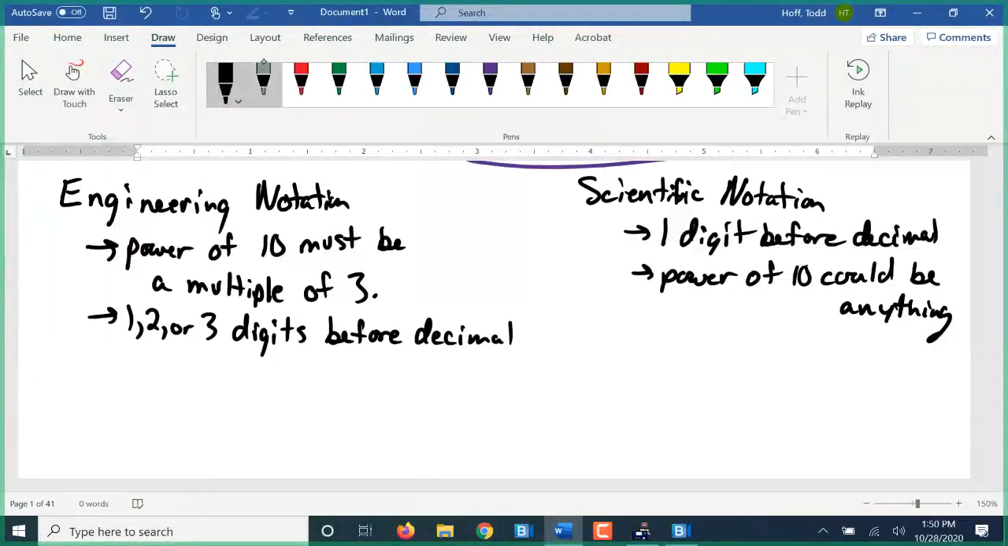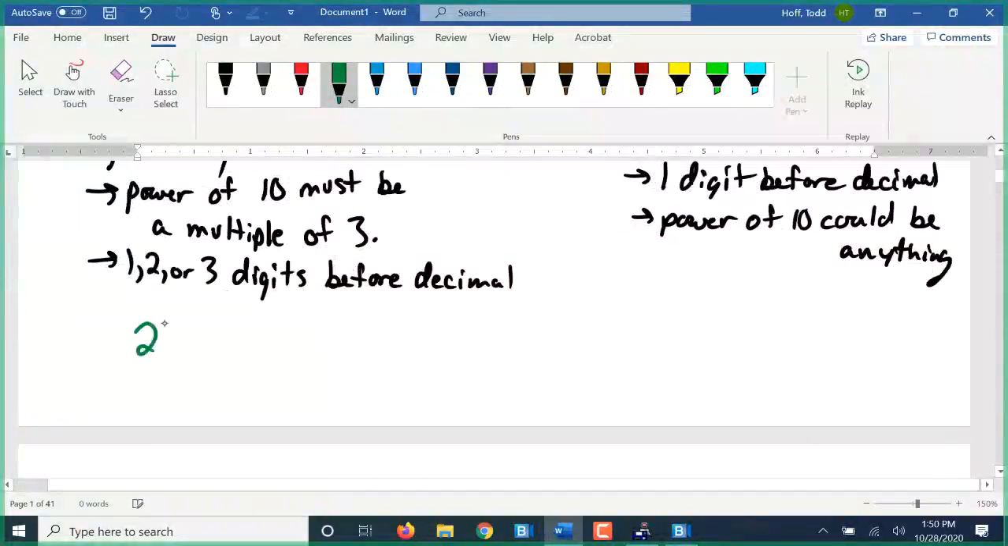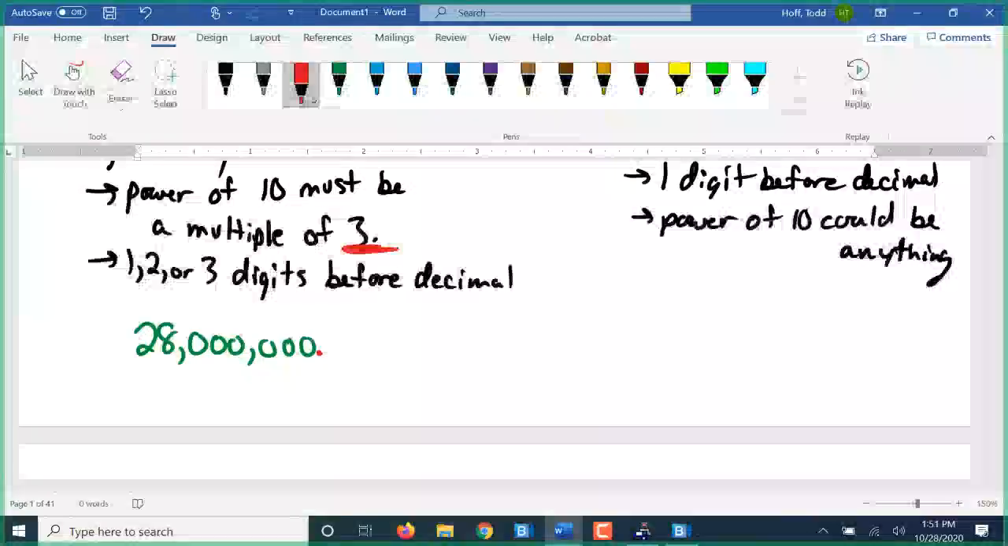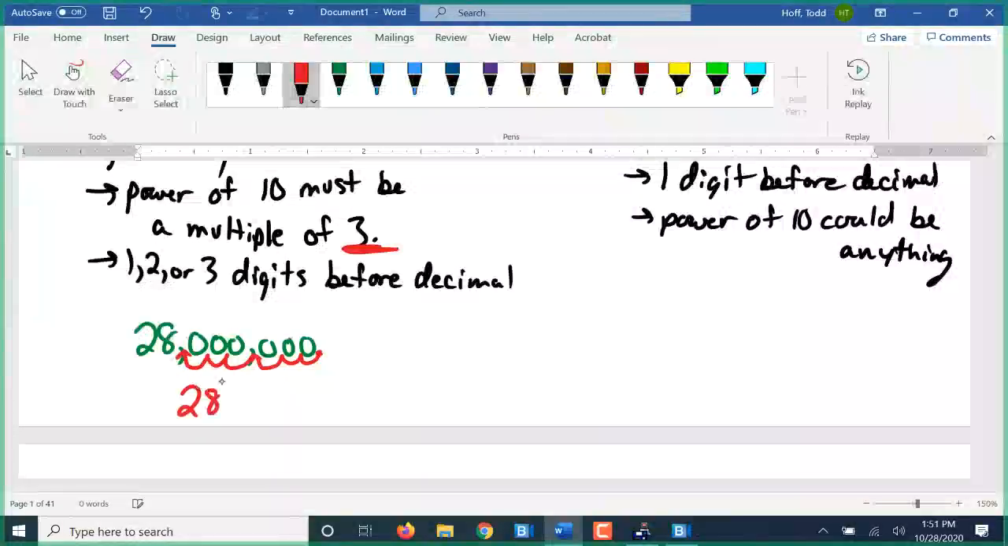So what does this mean? Well, let's take a peek. Let's take 28 million. Basically, our power of 10 has to be a multiple of 3, which means we have to move the decimal point 3 spots at a time. So we start here, there's no decimal written, so it's at the end of the number. So we go 1, 2, 3. Well, we can go 3 more, so we'll go 4, 5, 6. We cannot go 3 more. So that's 28 times 10 to the 6th.